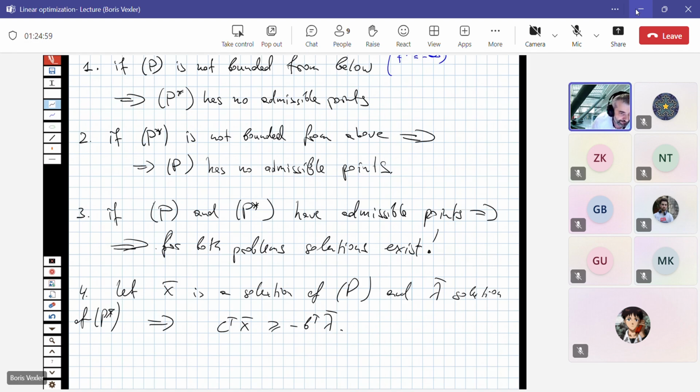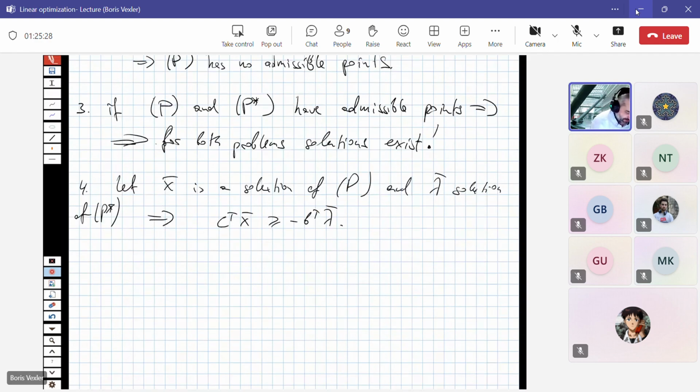And now, okay, the question will be, of course, if we can say that there is equality here. We'll see in a moment. But first of all, we will say in a moment that if we have equality here, then this x bar and lambda bar are solutions. Let me formulate it as a corollary.